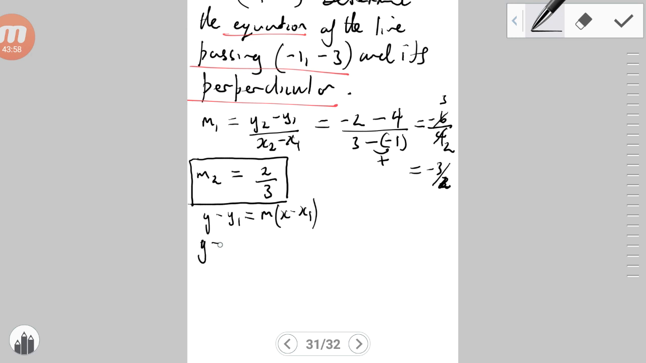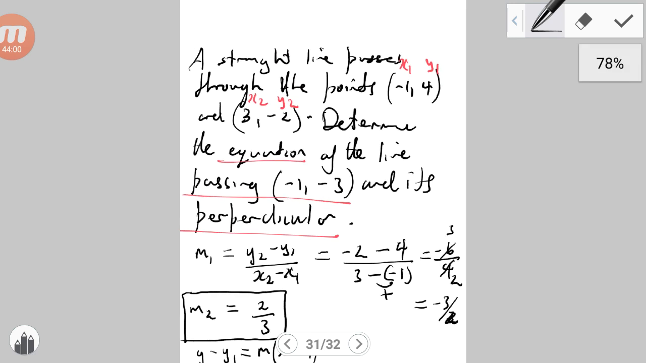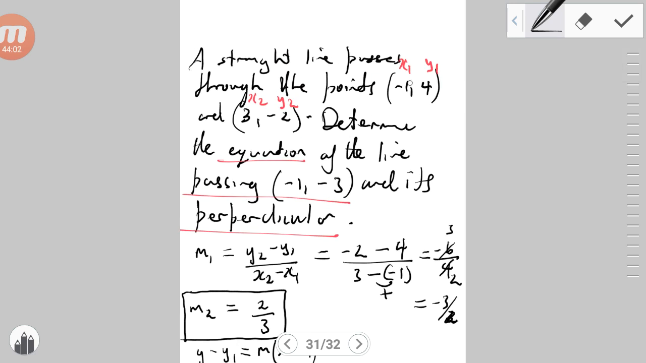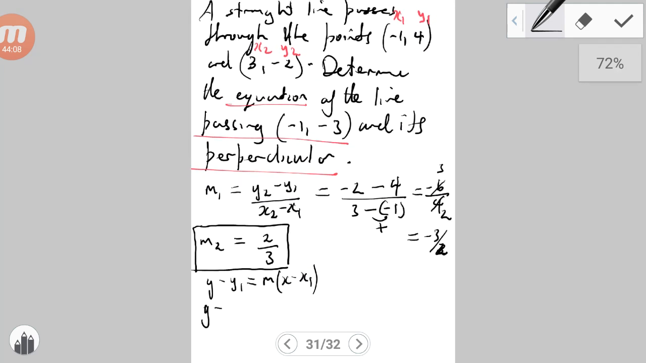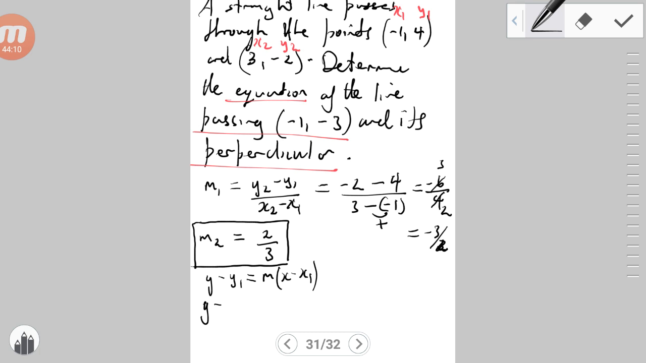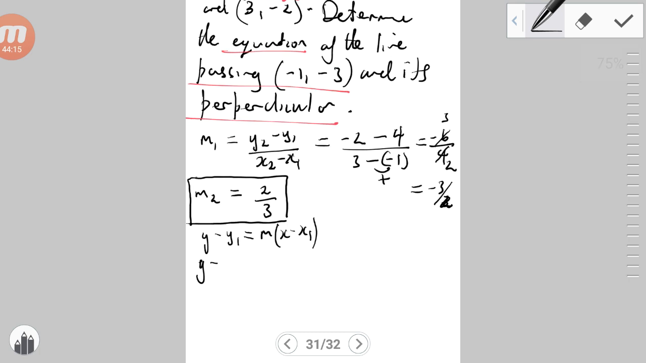Y, and we know that y1 is not going to be the y1 value that we have up here, because we're not looking for the equation of the original line. We're looking for the equal line that is perpendicular to the original. So it's passing through -1, -3. So we're going to insert -3 here. So that's y minus -3.